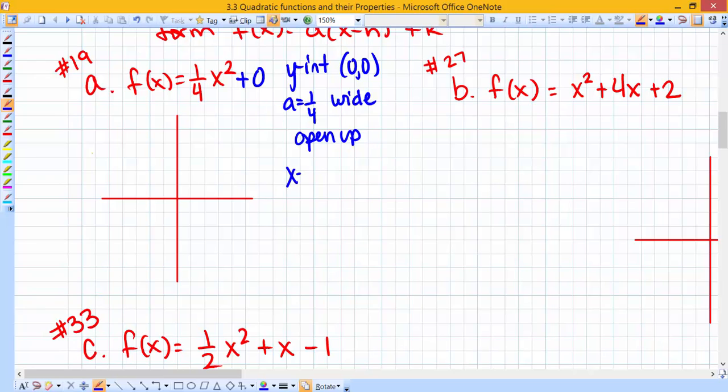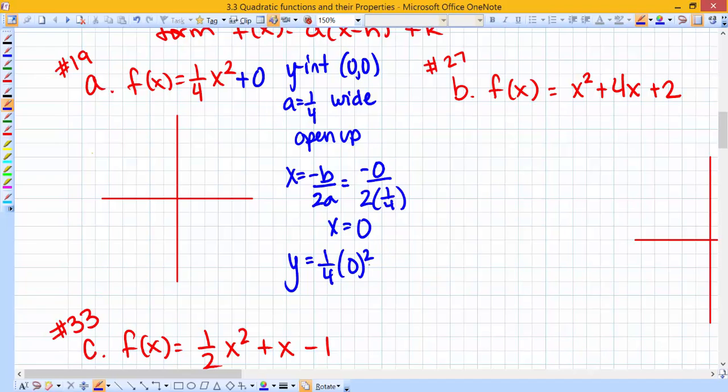So it's x equals negative b over 2a. Well, b is 0. There is no b there. b is with the x. We have an x squared, which gives us the a, but we don't have the b. So this is negative 0 over 2 times 1/4. As soon as I see that 0, I know that my x will equal 0. To find y, I now just plug in for x. So it's 1/4 times 0 squared, so I get 0. So my vertex is (0, 0).